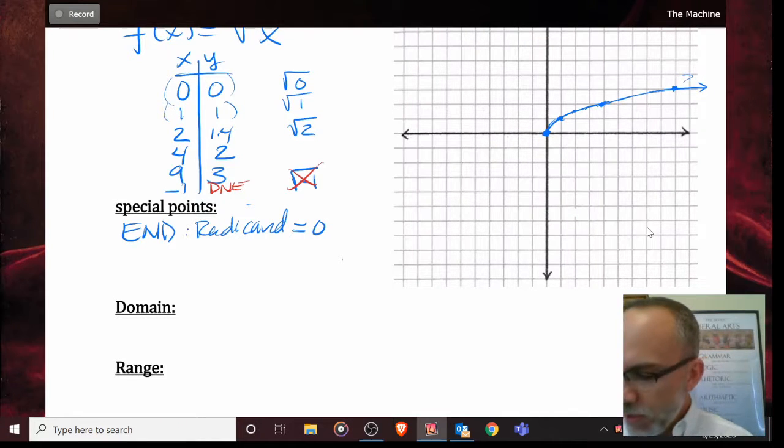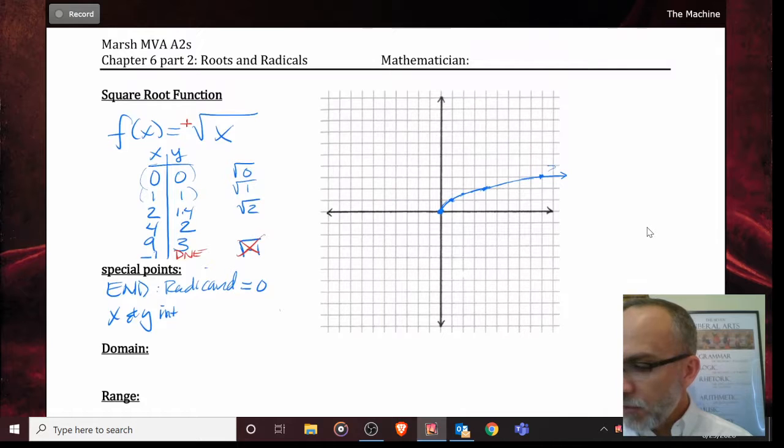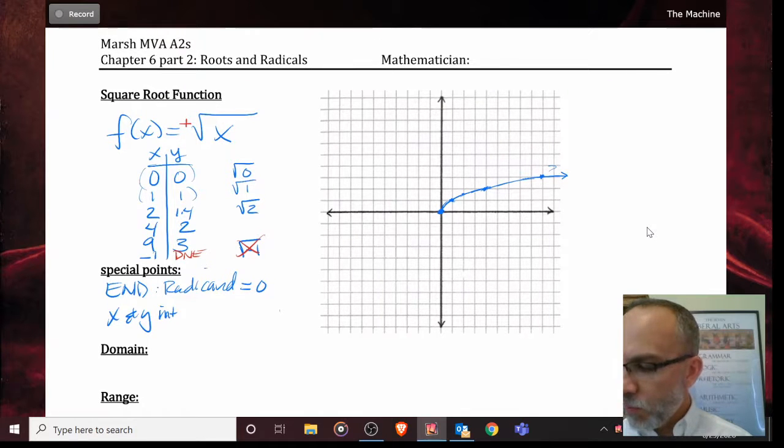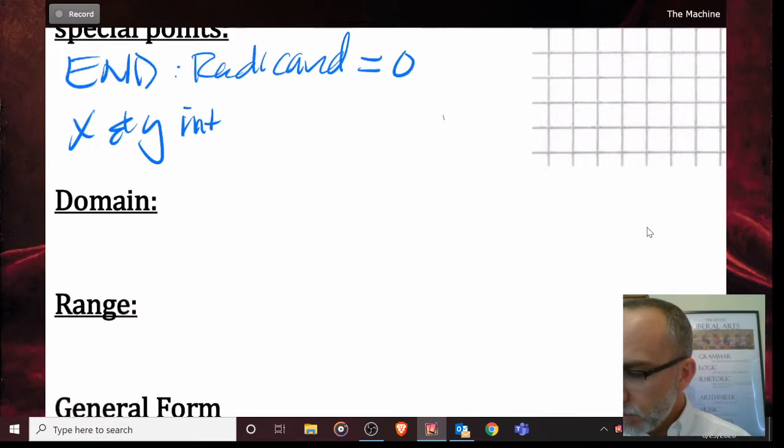The other special points would be the x and y intercepts, something like that. That's fine. But the end point really is the most special one. The domain. For the parent function right here, y is equal to the square root of x. That's where we start from. The domain would be x has to be greater than or equal to 0.